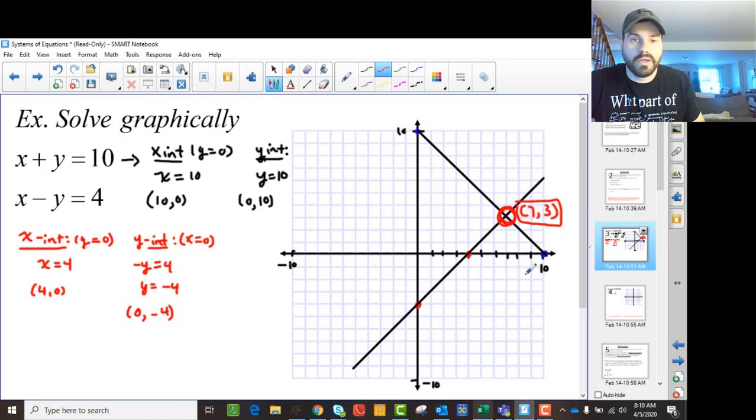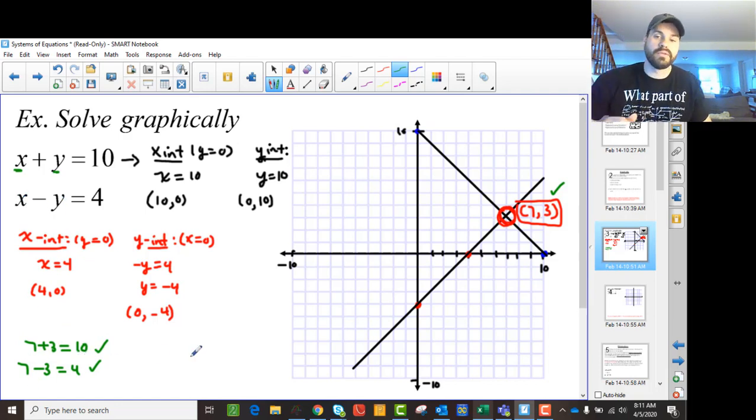Okay, now we can check our answer. The nice thing about solutions like this with equations is that we can check our answer. So we can say, is 7 plus 3 10? And I say, yes, it is. And then is 7 minus 3 4? And I say, yes, it is. So I know then that this is the correct solution. Okay, and all I'm doing is plugging in x plus y, 7 plus 3, and then x minus y, 7 minus 3. All right. So that's how we solve a question graphically.